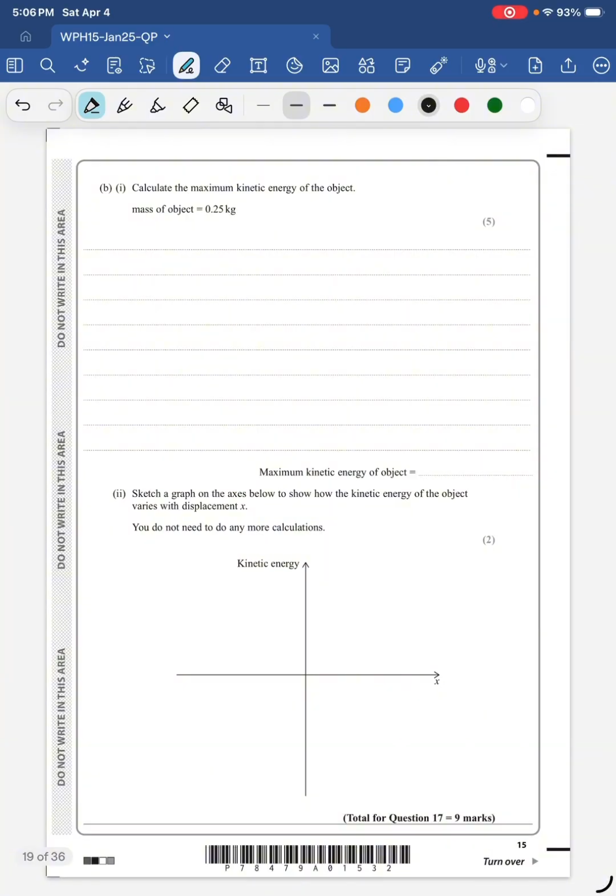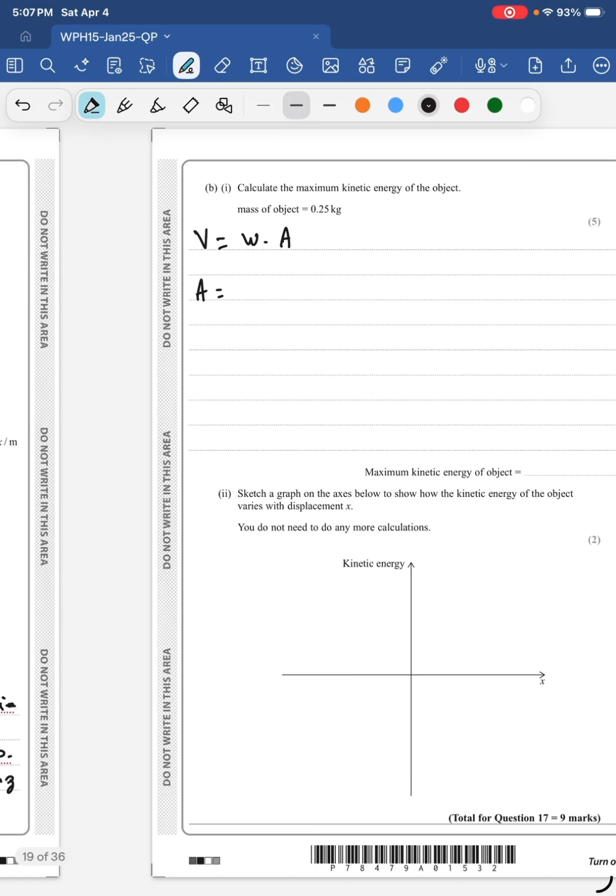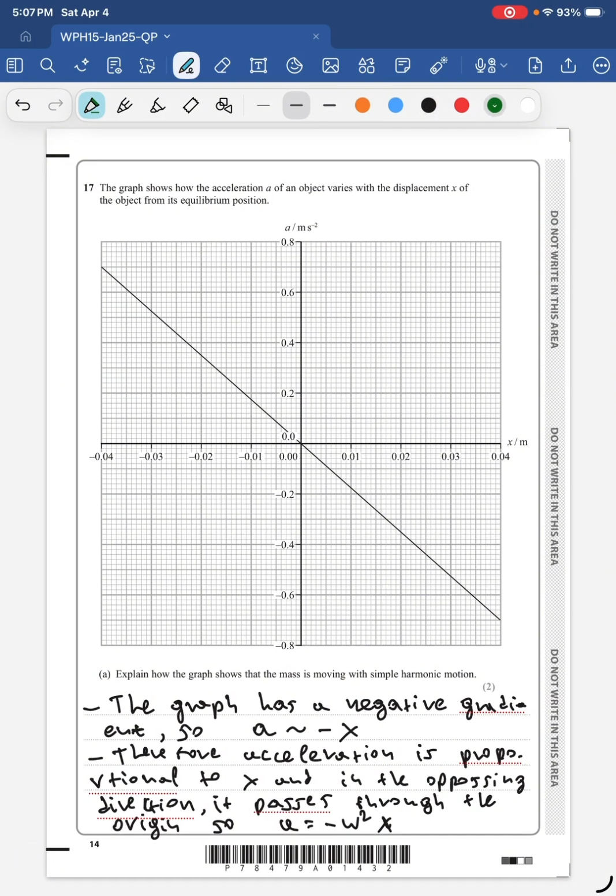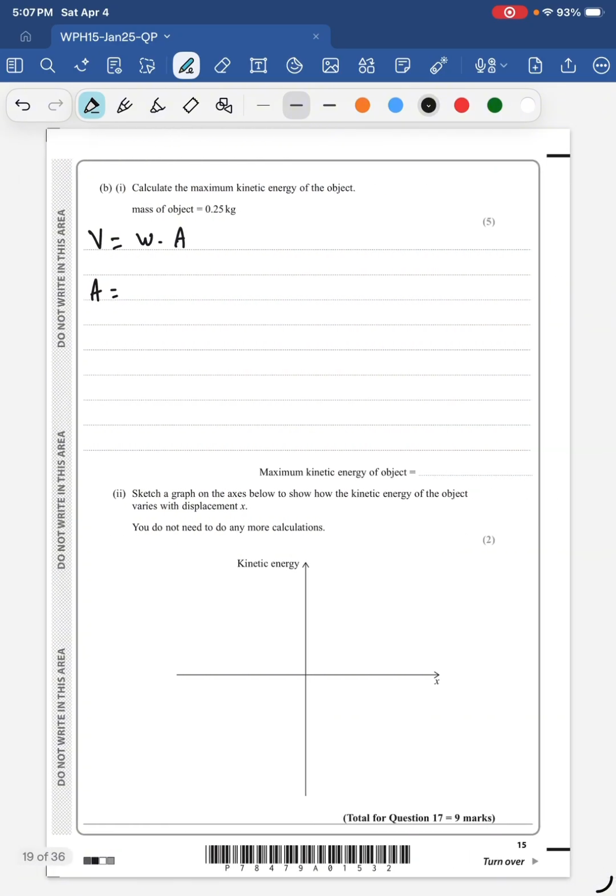All right, B, part I, calculate the maximum kinetic energy of the object, and the mass of the object is given as 0.25 kilograms. Okay, so first of all, we need to find the velocity, right? The velocity is omega times amplitude, right? Now, what is the amplitude? We can go to the graph and see that the extreme values here are these two. So the object goes from minus 0.04 to 0.04. Therefore, the amplitude is simply 0.04 meters from the graph.